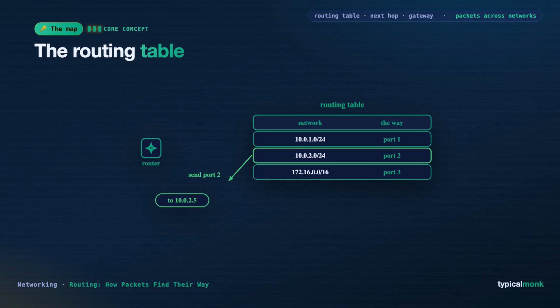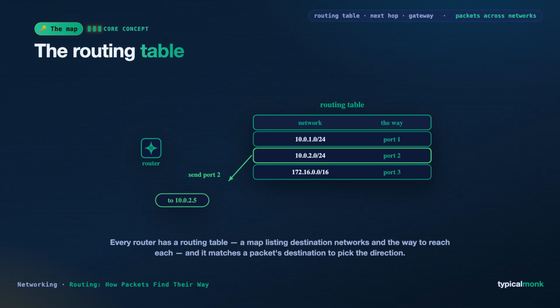This is why IP addresses being hierarchical and grouped into networks matters so much. It keeps routing tables to a manageable size, listing directions to networks rather than to every device on Earth. The routing table is the compact map that makes the router's fast job possible.